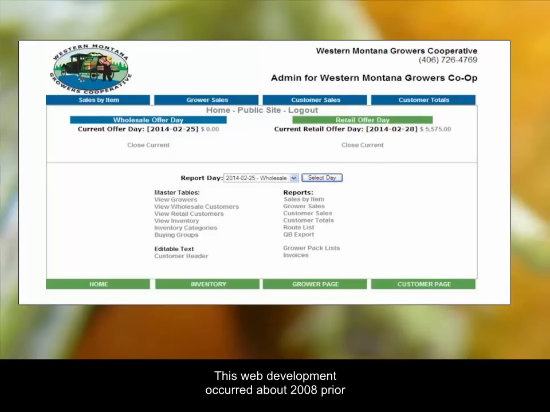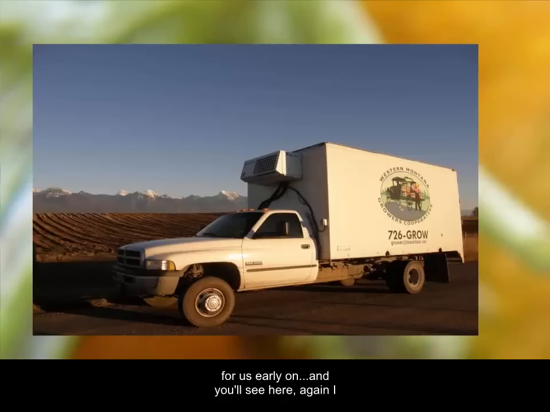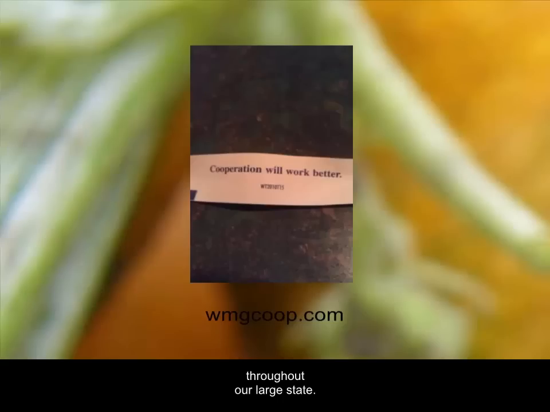This web development occurred about 2008. Prior to that, our sales teams were shouting down the halls at each other, and using spreadsheets to count down box totals while growers were calling them, telling them what they had. So this was an important development for our co-op, which we had custom built for us early on. And you'll see here, again, I stated that we have a fleet of 3 trucks that move our product pretty seamlessly throughout our large state.